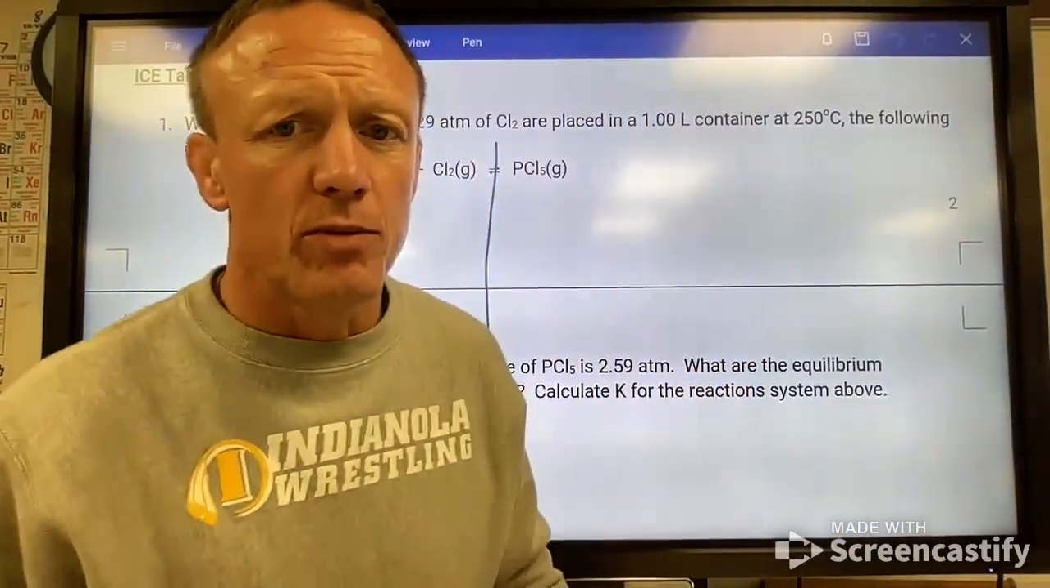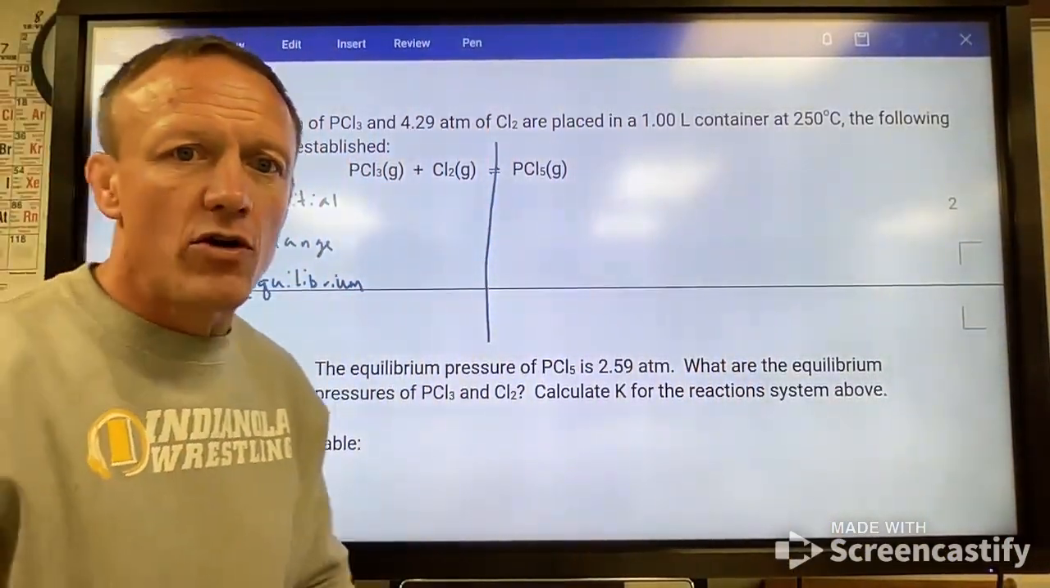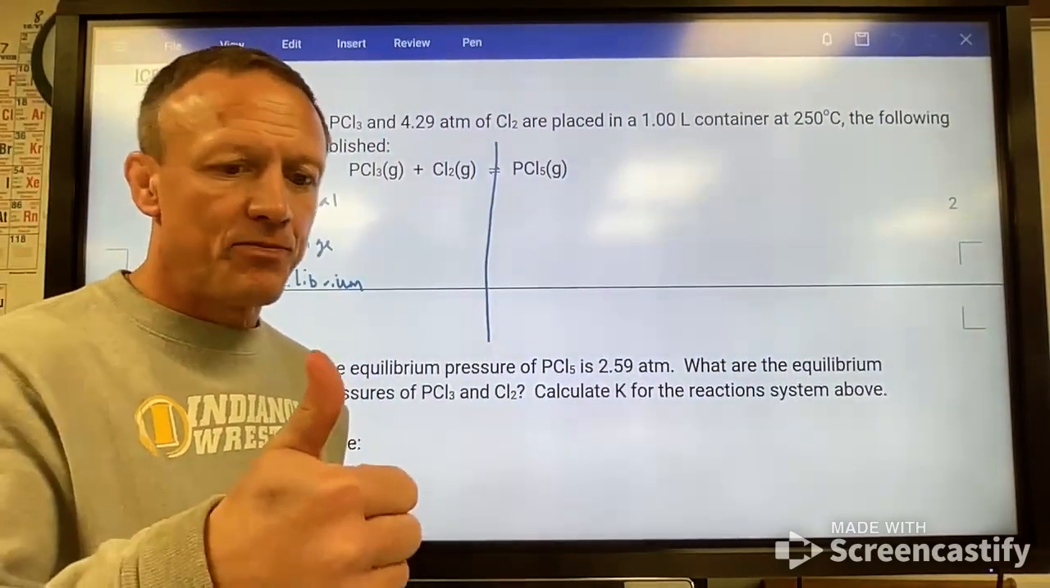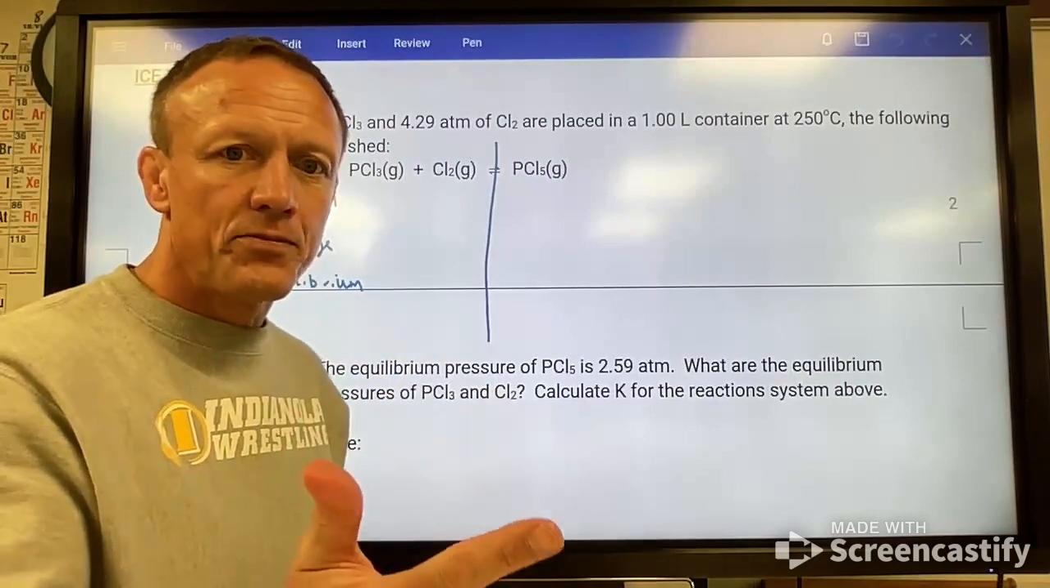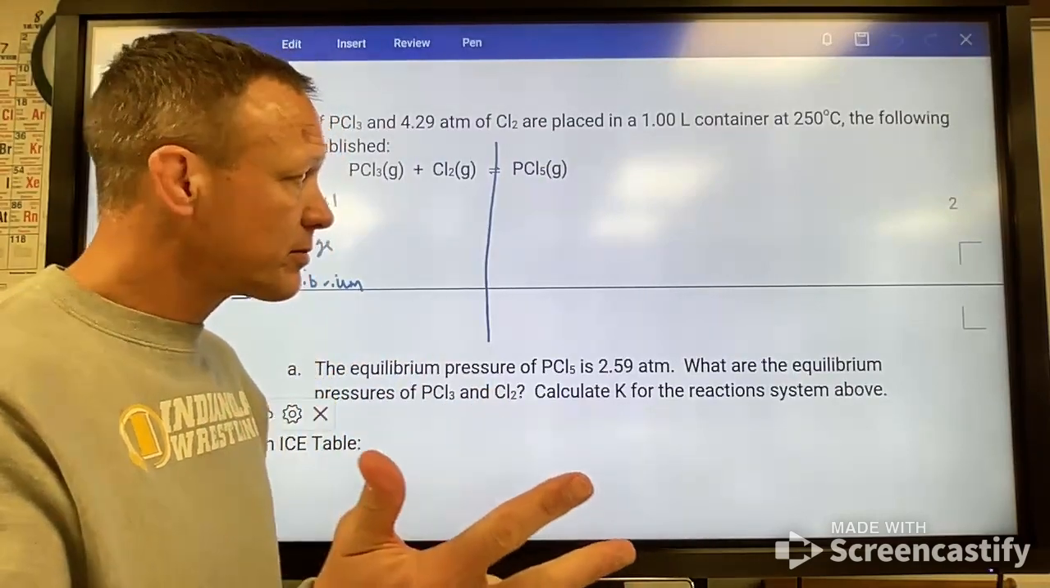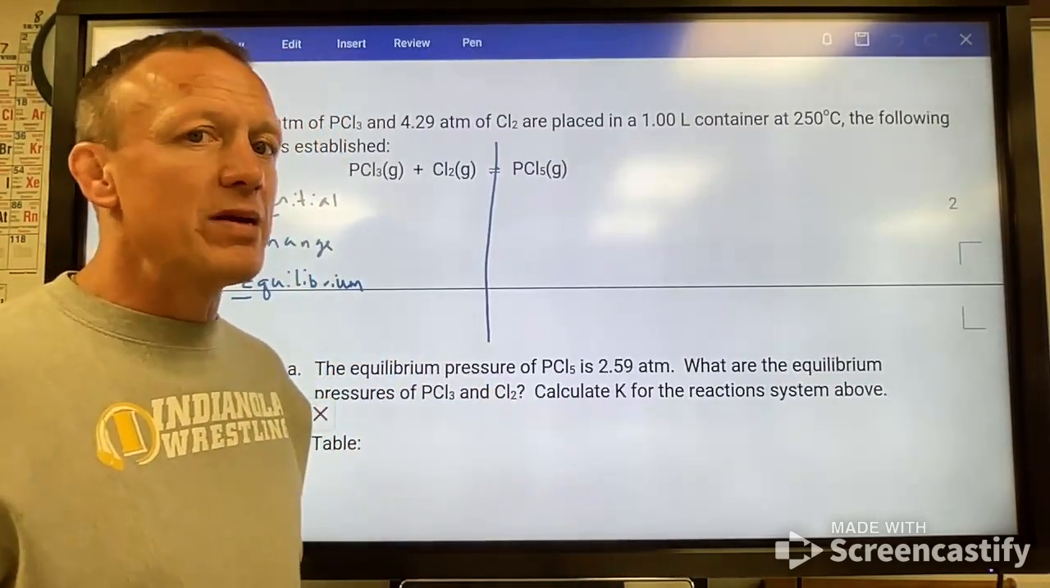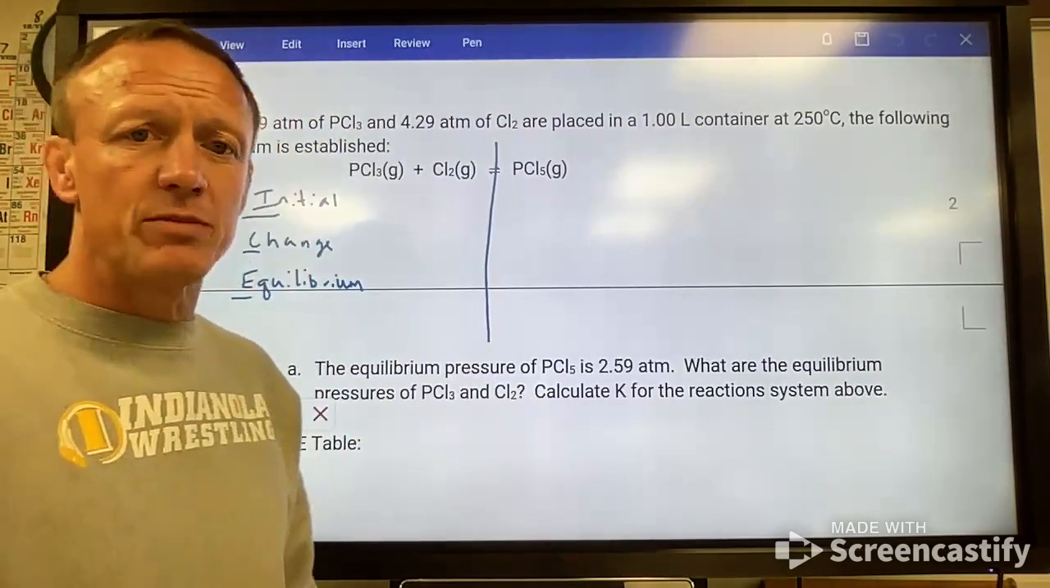This is probably the most important part of all of our equilibrium stuff. So we do equilibrium with gases right now. We do acid bases. We do something called solubility product constant. It will all be ICE tables, and they're just the same thing as BCA tables.